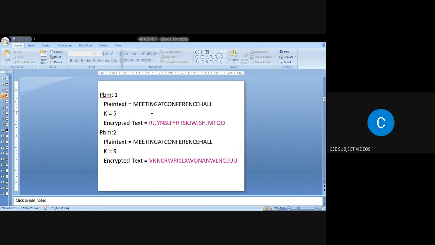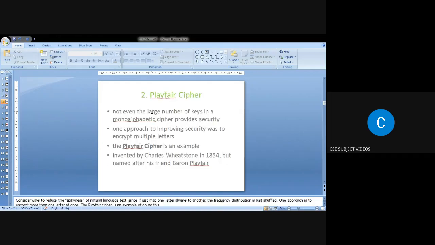Okay, we can go with the second type of cipher problem, that is the Playfair cipher. So this is more interesting. We can go with the explanation first. Here also you have to encrypt letter by letter.